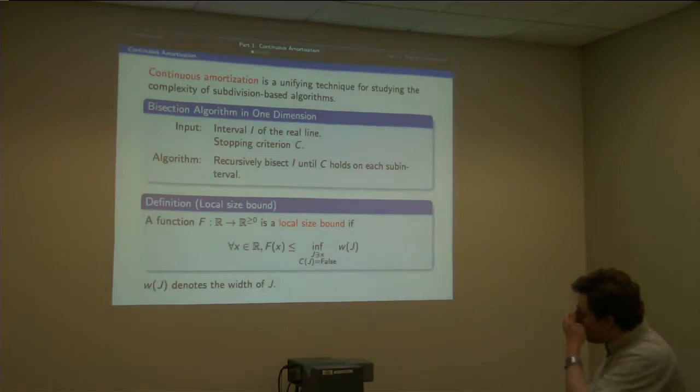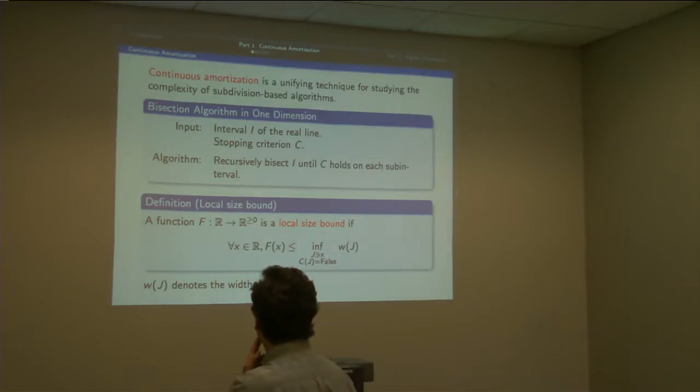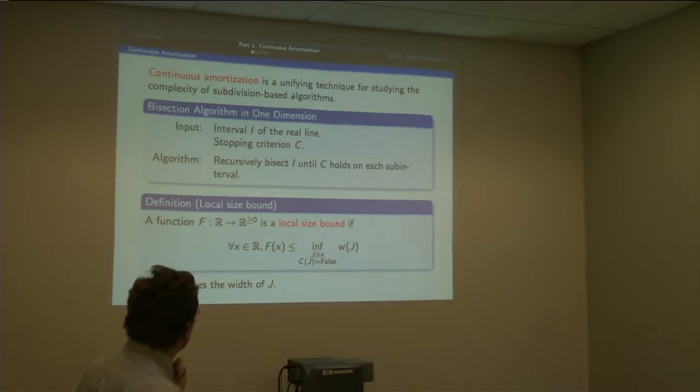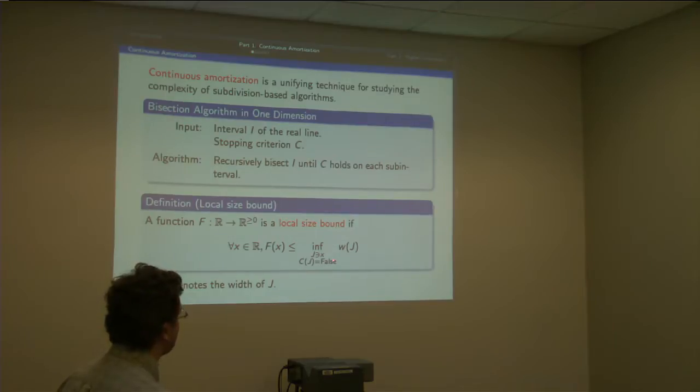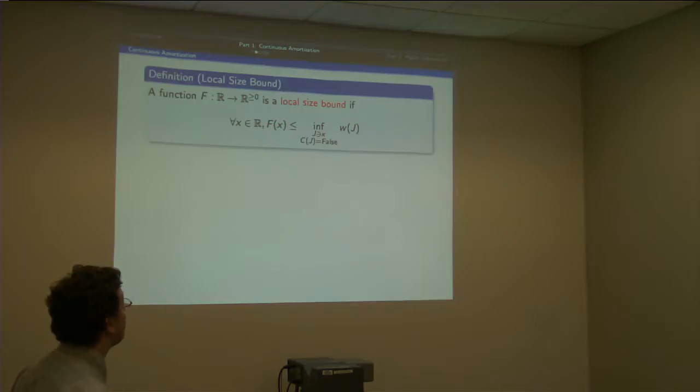The trick here is to define a function called a local size bound. A local size bound is a function that has this property: at a point x, the value of the function is less than the width of the smallest non-terminal interval containing x. It's easiest to see this through a picture. There's the definition, but a picture is going to help. That's just the same definition.